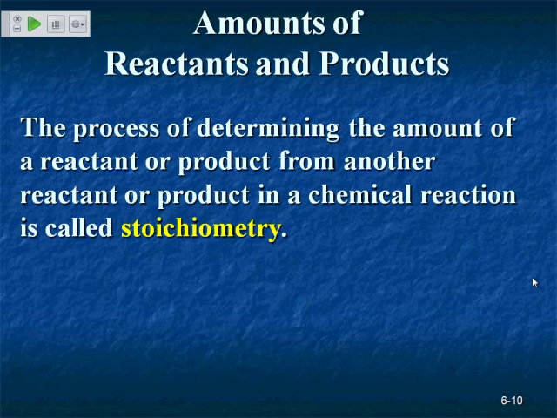Now, the process of determining the amount of a reactant or a product from the amount of a reactant or a product is called stoichiometry. And that's what we are going to do in the rest of this chapter. In a chemical reaction, if you have the balanced equation, and if you know the amount of any one of the reactants or products, you can calculate the amounts of all other reactants and all other products. That's the beauty of stoichiometry. All you need to know is just the amount of one item from the balanced equation. So that's what we are going to do now.